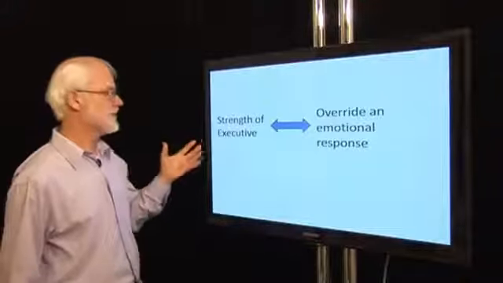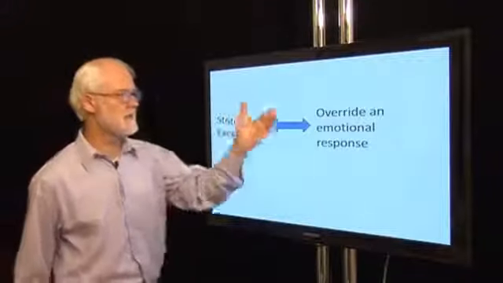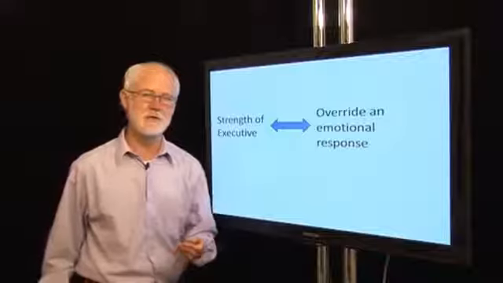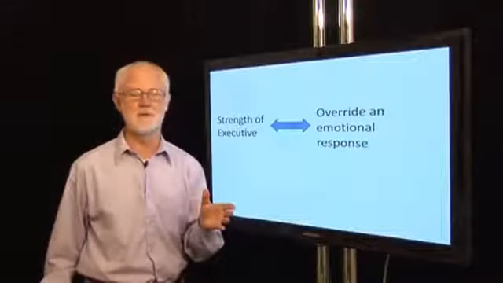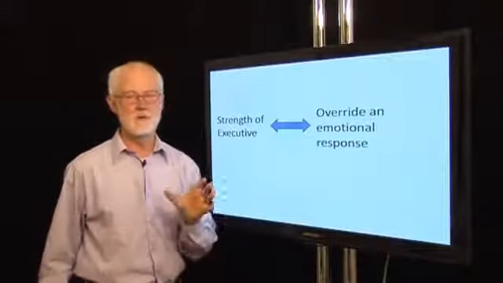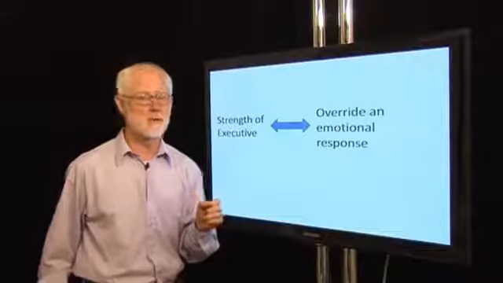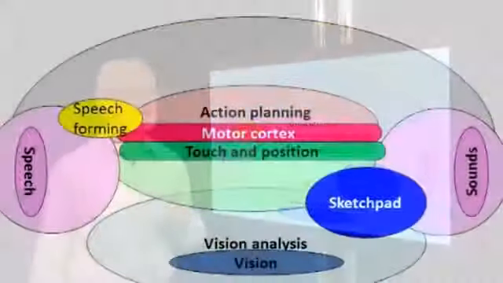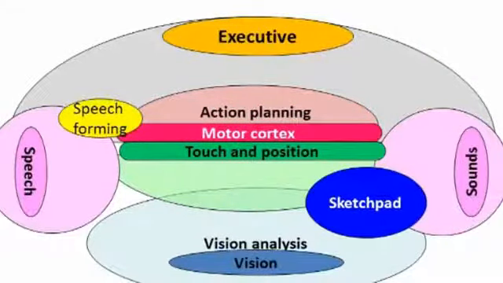So the strength of the executive is connected to the ability to override the emotional response, and this skill is vital for learning. Otherwise, the pupil will not be able to pay attention in the classroom. So now we can add the executive to the diagram. It's right at the front of the brain here, literally just above the eyes.